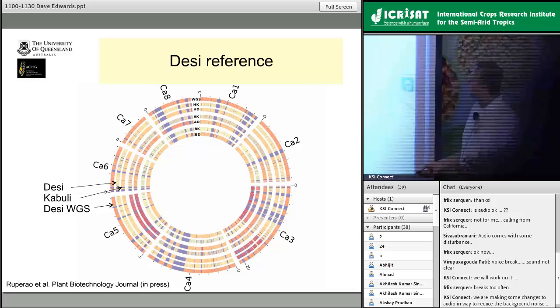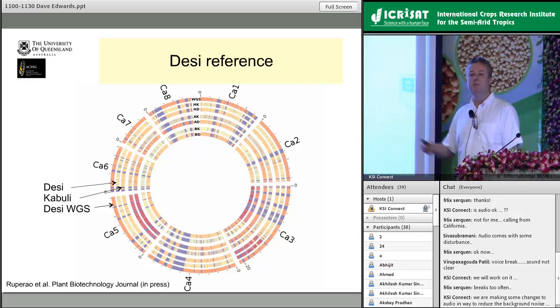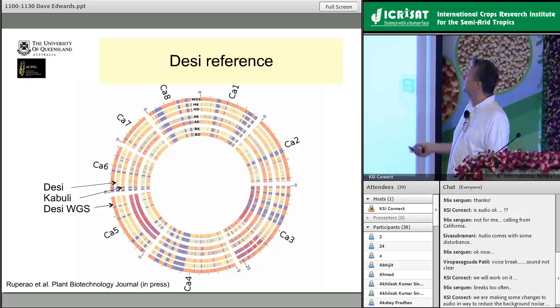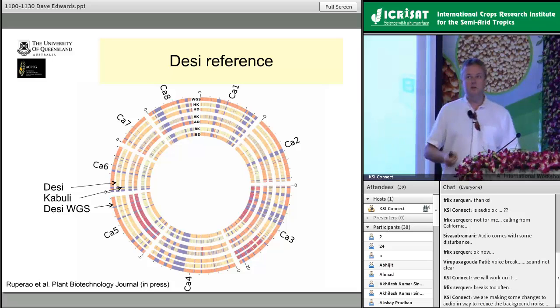And this is down there. This shows that you shouldn't really trust any genome assembly. The Kabuli one isn't perfect. The DESI one certainly isn't perfect. I think any genome should be taken with a pinch of salt, and there's lots of potential to improve a genome.